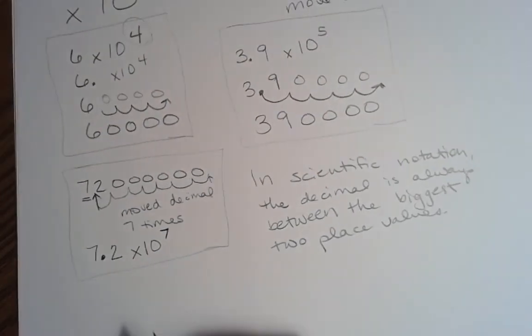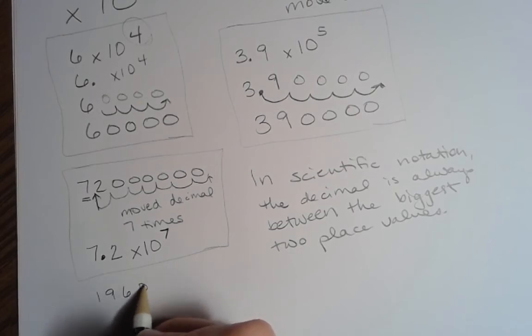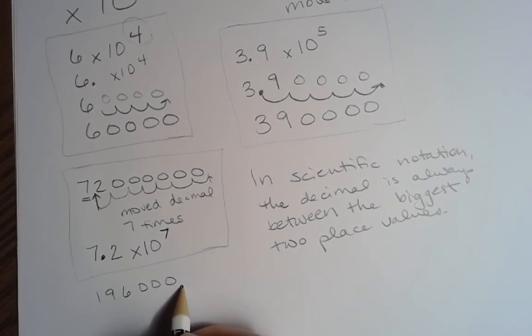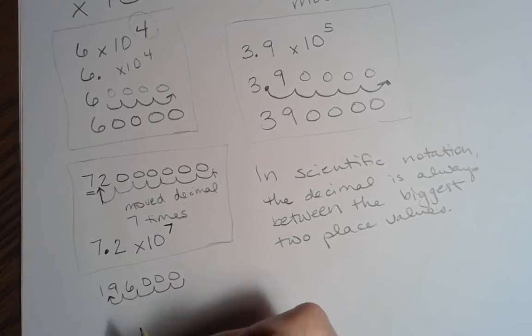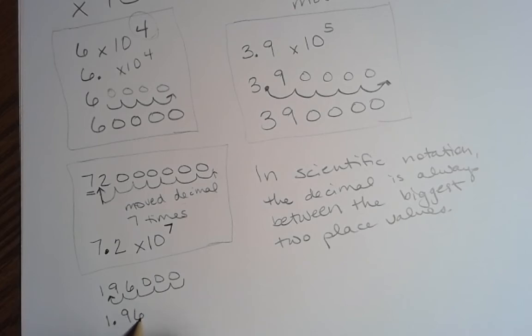We can do one more just because why not? That's your expanded form. Here's your implied decimal. We're going to pick it up. 1, 2, 3, 4, 5. We want the decimal between the biggest two place values. Decimal winds up here. There was no written decimal here. These zeros are not significant. They're gone. But they do show magnitude.